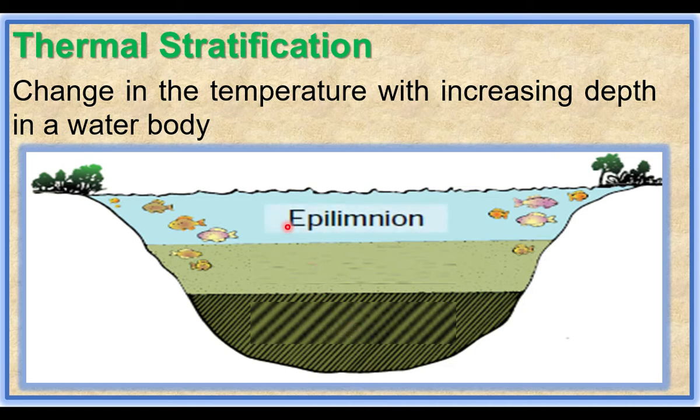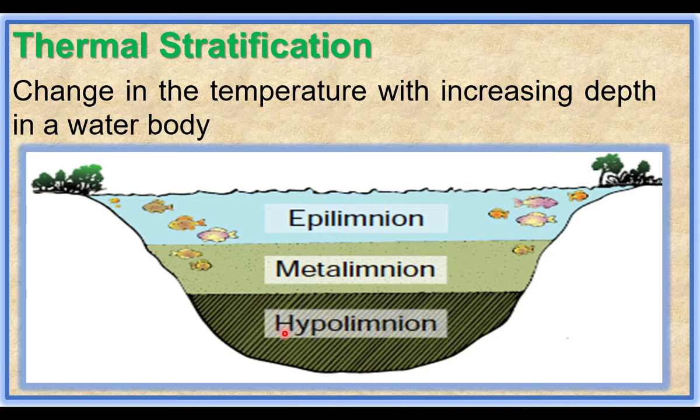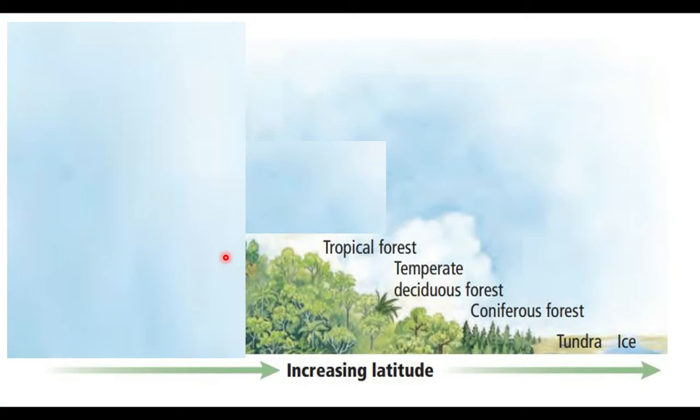The top layer is epilimnion. Here the temperature is high. The middle one is metalimnion. Here there is a gradual decrease in the temperature. At the bottom is hypolimnion. Here a very cool condition is seen. Epilimnion, metalimnion and hypolimnion are the three layers called thermal stratifications.